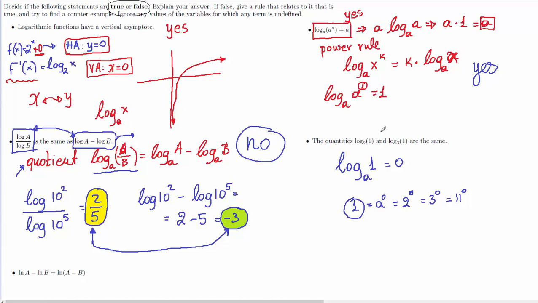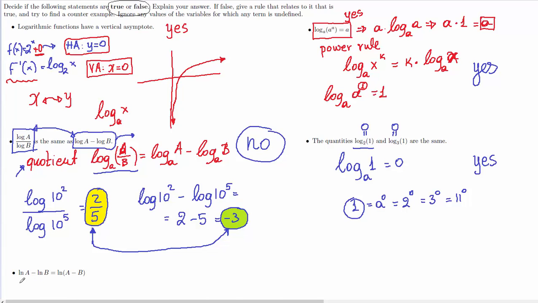Okay, so let's say, what is this? Oh, the argument here is 1. So this is going to be nothing else than 0. What is this? Log with base 3 of 1. This is equal to 0 as well. So the answer for this problem is nothing else than yes, these two are the same.